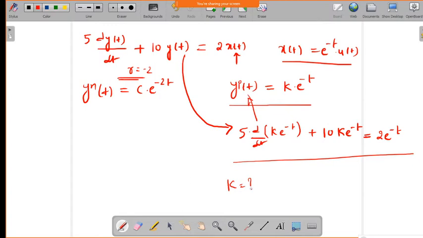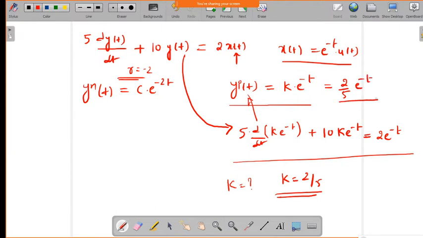Sir, 2 by 5 only. Yeah. So, k is whatever you got, 2 by 5, which is correct. Okay. So, now put the value of k here. So, you will get the particular solution, which is nothing but 2 by 5 into e power minus t.